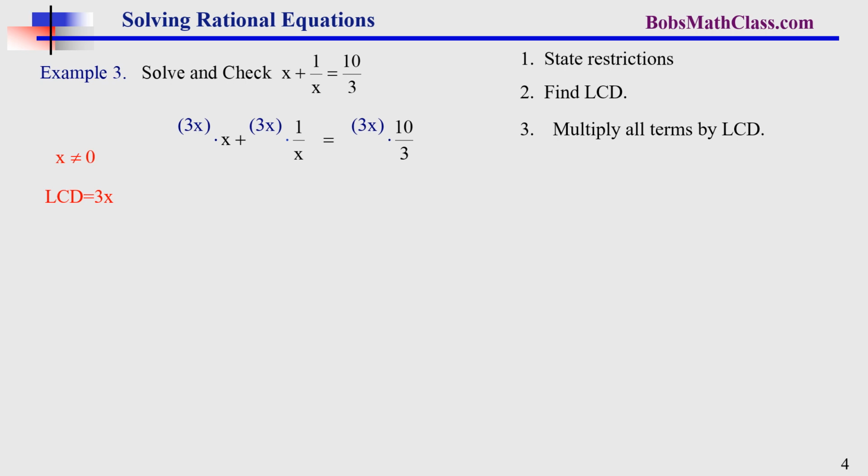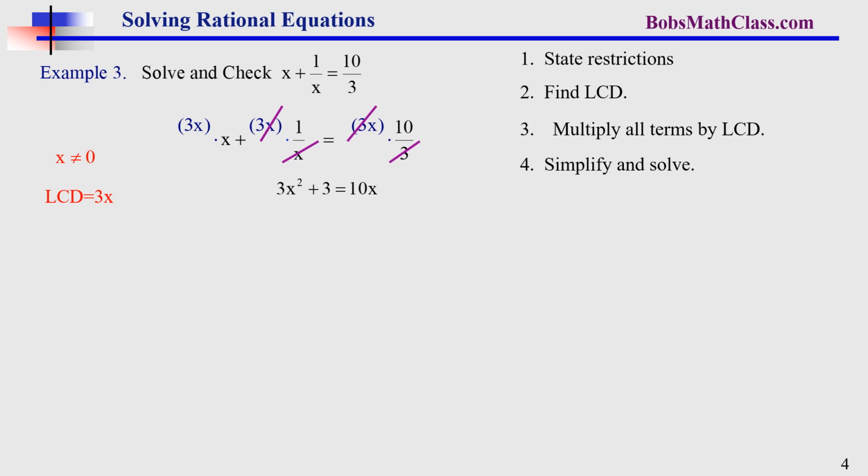Even the first x gets multiplied by 3x. That's a fraction. It's got a 1 on the bottom. So each term gets a 3x. So now we're going to simplify that. 3x times x is 3x squared. In the middle, the second fraction on the left, the x's will cancel, but the 3 will remain. And on the right of the equal sign, the 3's will cancel, and the x will remain. So 3x squared plus 3 equals 10x.